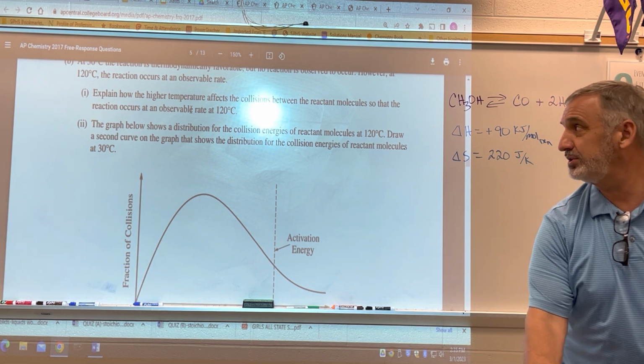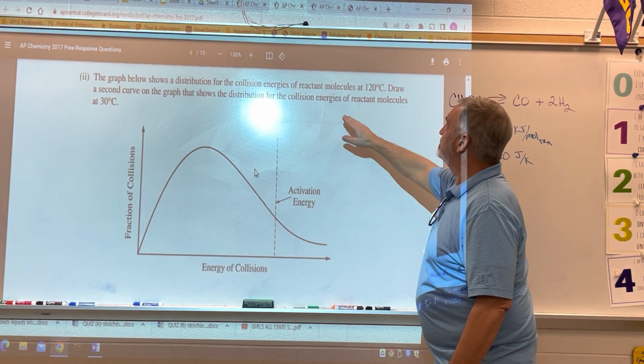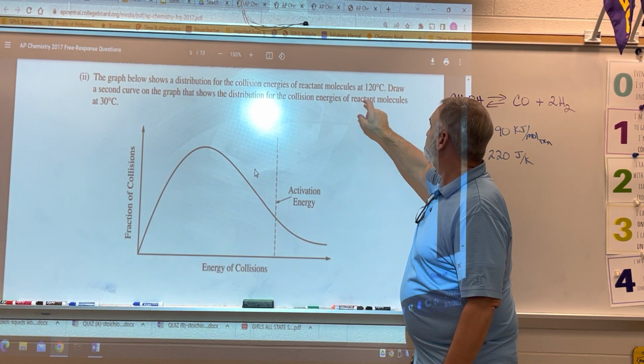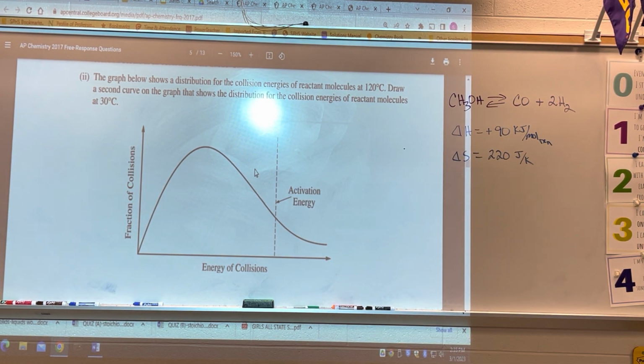Now, in your mind's eye, do not say an answer out. The graph below shows the distribution of collisions at 120. Draw a second curve on the graph that shows the distribution at 30. What would it look like at 30? This is the graph at 120. It wants the graph at 30.